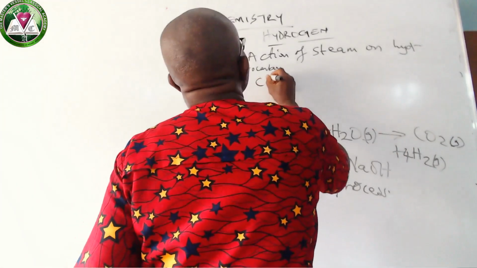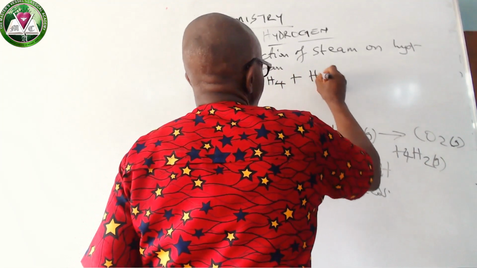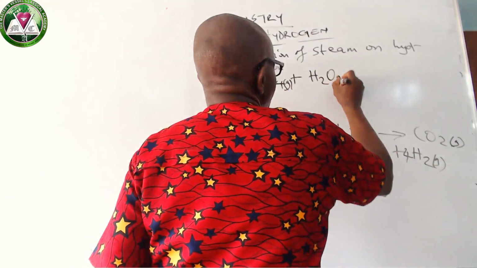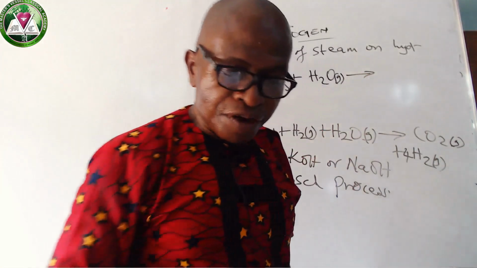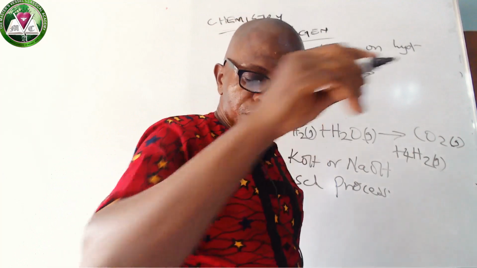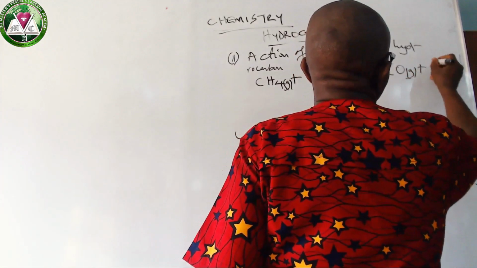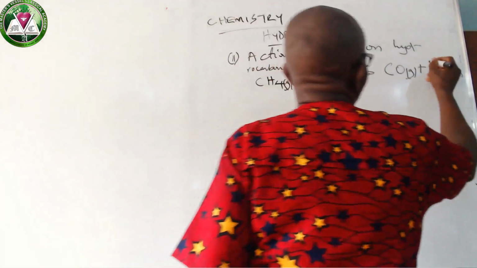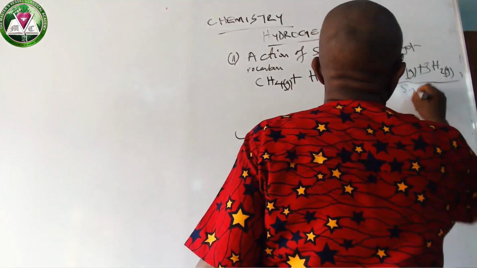Methane. Methane is CH4. This is a gas. If it reacts with steam, it gives you CO gas plus hydrogen gas. This one is called synthesis gas.